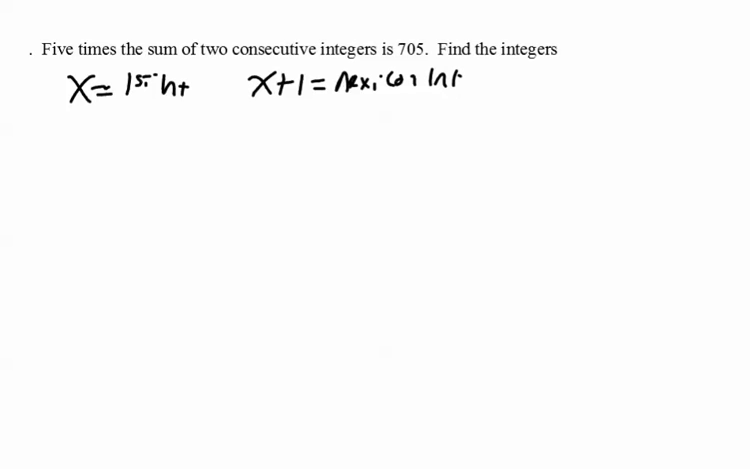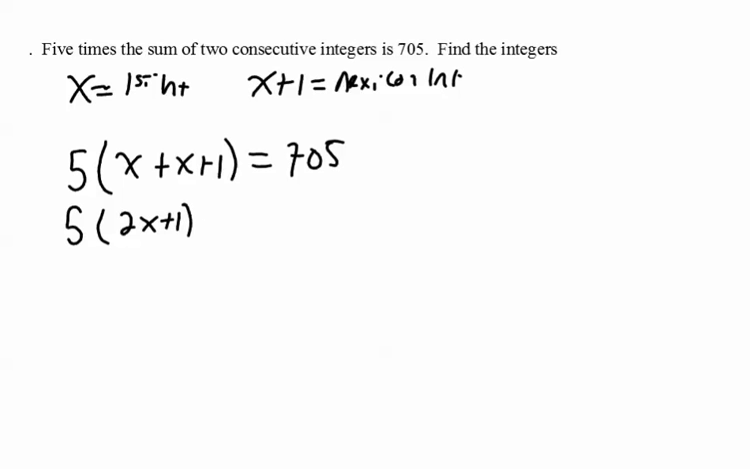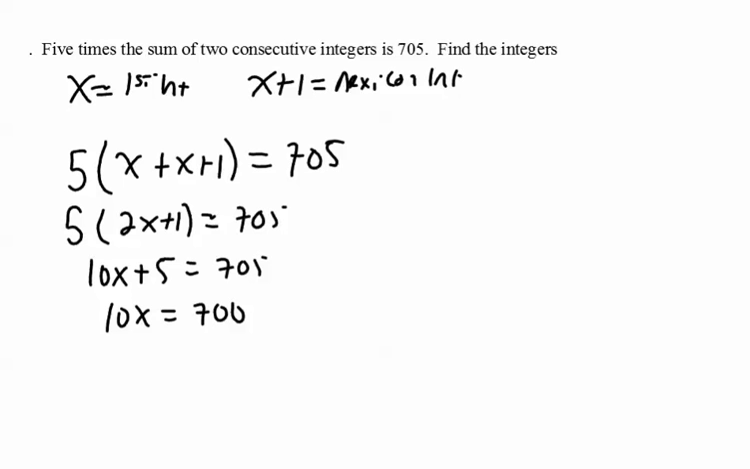So 5 times the sum of 2 consecutive integers is 705. Before I distribute that 5, you've got 2x plus 1 in here. So now I have 10x plus 5 equals 705. Subtract 5, now I have 10x equals 700. Then I divide by 10, so x is 70, and then x plus 1 is 71. Those are your 2 consecutive integers. And if you multiply them by 5, you get 705. Make sense?